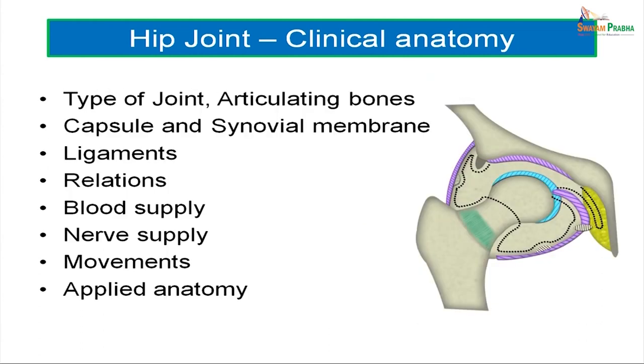We will discuss this topic under the following headings. We will first have a look at the type of joint which is formed, the bones which form the articulation, the capsule and the synovial membranes, the ligaments of the hip joint, the relations of the hip joint, the nerve supply, movements, and finally the applied aspects of the hip joint.